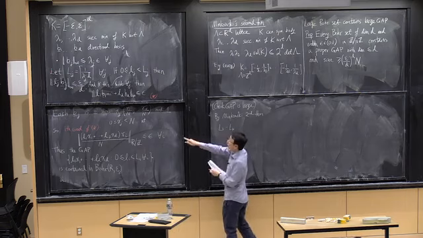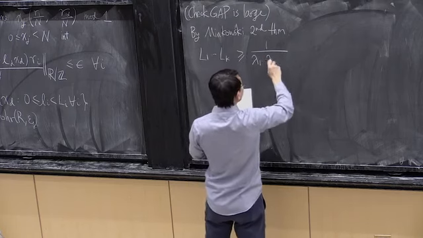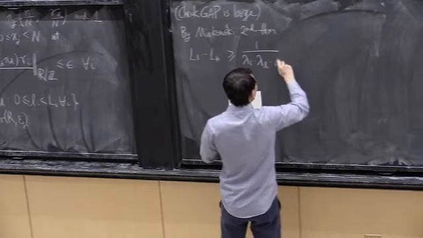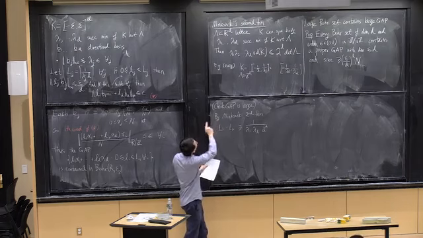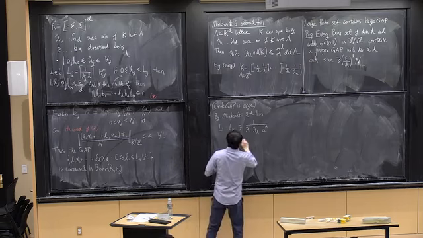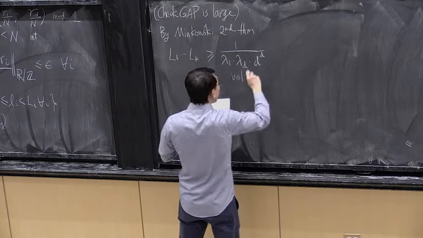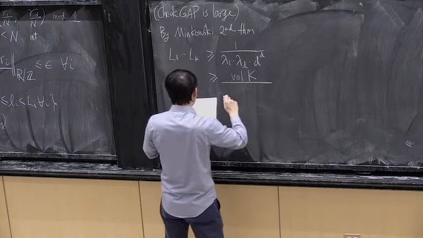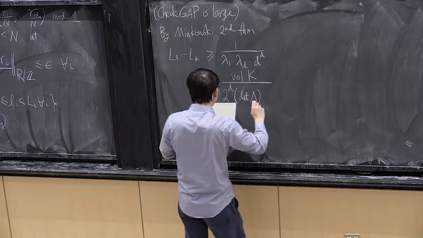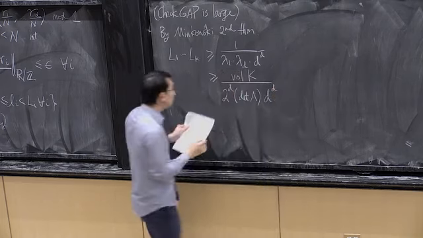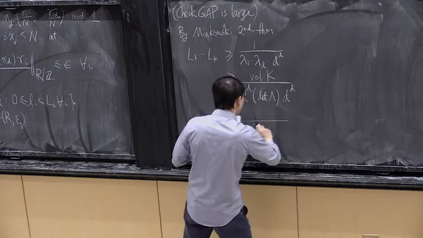If you look at how the uppercase L's are defined, you see that this quantity is at least 1 over the product of the successive minima times d to the d in the denominator. And now we apply Minkowski's second, and we find that this quantity is at least the volume of K divided by 2 to the d times the determinant of the lattice times d to the d. But we saw what the determinant of the lattice is. It is 1 over n.